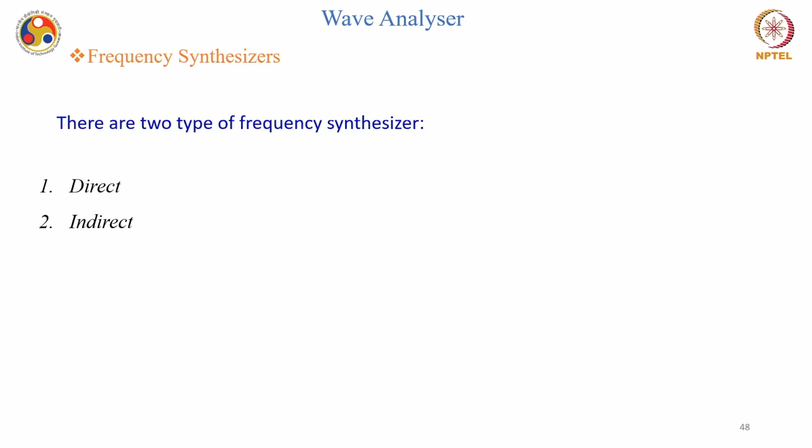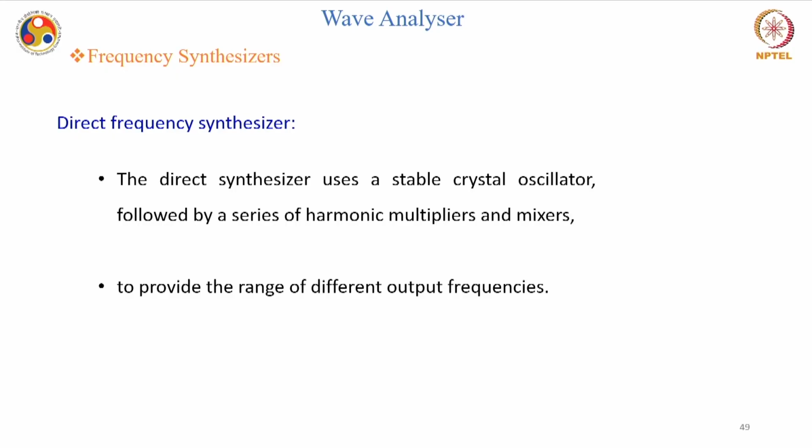There are usually two ways by which you can use frequency synthesizers, or you can say there are two different types of frequency synthesizers. One is direct and another is indirect. When I say direct, I mean you are directly using the oscillator. Direct frequency synthesizers use a stable crystal oscillator followed by a series of harmonic multipliers and mixers to provide the range of different output frequencies.